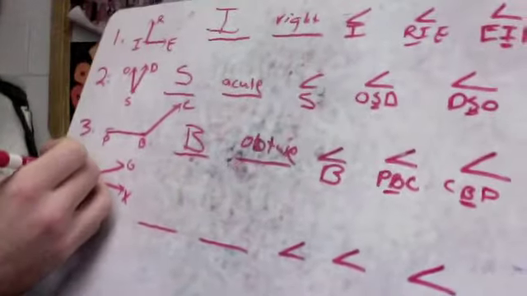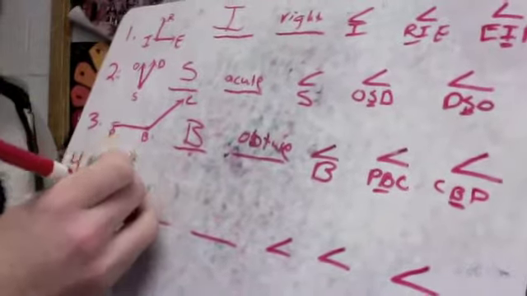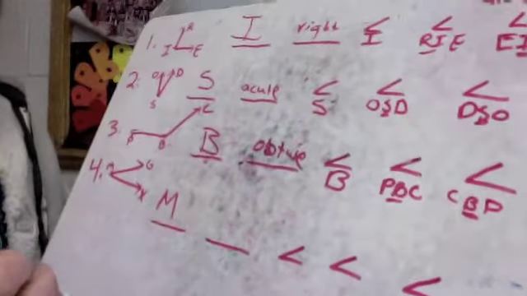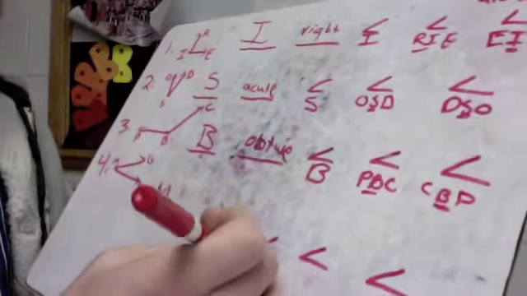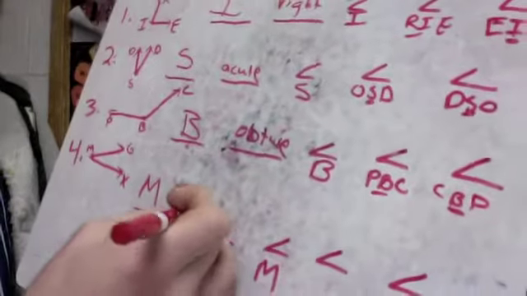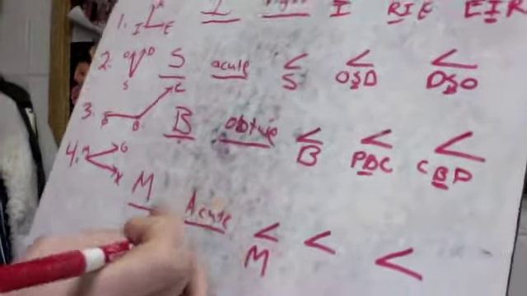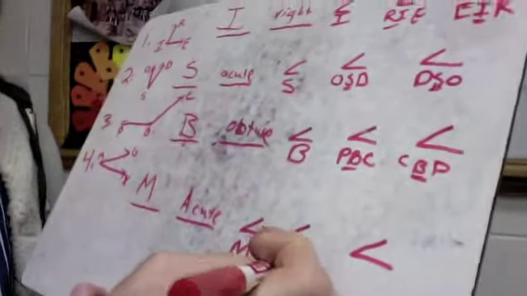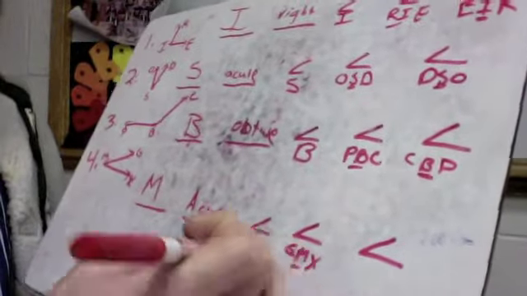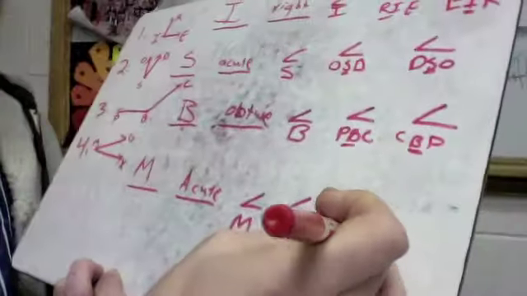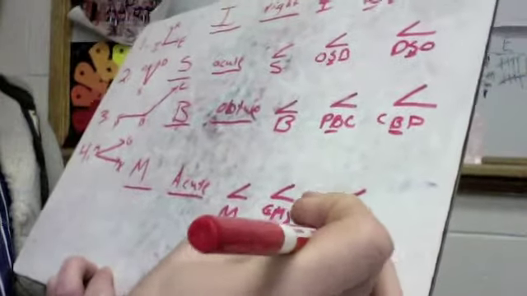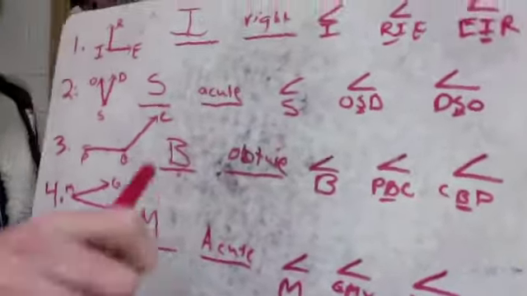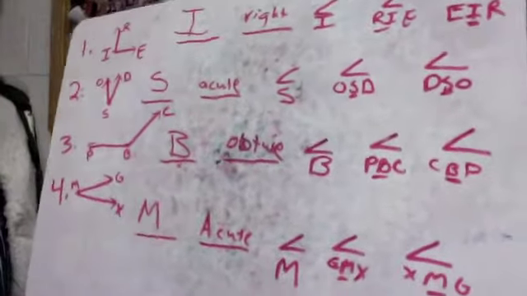Last one. Vertex here is going to be M. We could call it angle M. This is an acute angle. It's closed. And we could go GMX, or we could go XMG. So your answers are I, S, B, and then M.